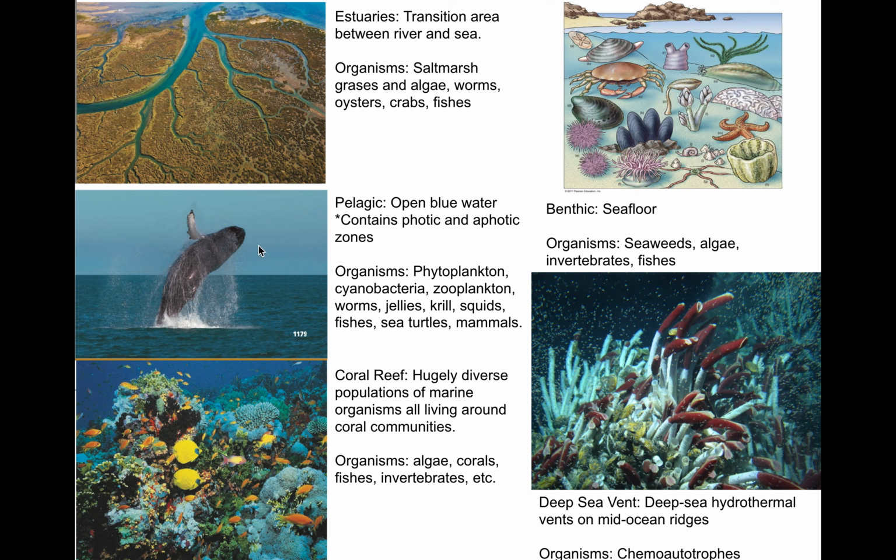The pelagic zone, this is just open blue water. All right, so you have a couple different zones. You've got a photic zone and an aphotic zone, which means the photic zone is where light hits. The aphotic zone is where no light hits. So within the pelagic zone, you do have lots of organisms that don't really rely on sunlight. However, you do have other parts of the pelagic zone with organisms that do rely on sunlight. Phytoplankton, this is a photosynthetic algae, cyanobacteria, same thing. And then a lot of other types of organisms.